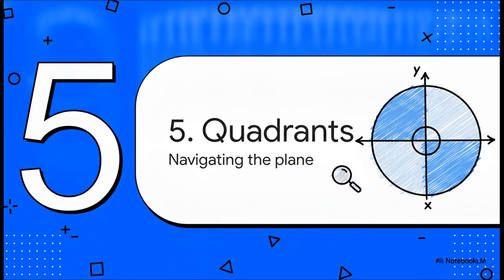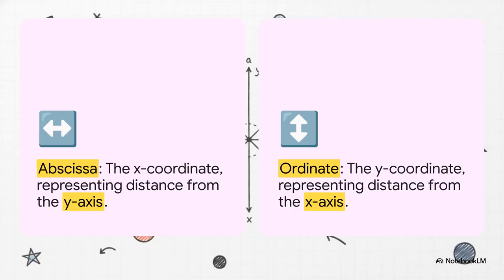Almost there. Section 5, quadrants and graph analysis, navigating the Cartesian plane. First things first, we've got to lock in the vocabulary. The abscissa is just the formal name for the x-coordinate. It represents how far a point is perpendicularly from the y-axis. The ordinate is the y-coordinate, representing the perpendicular distance from the x-axis. Now, these two vocabulary words appear constantly in assertion and reasoning questions, so you really want to commit them to memory. Just remember, abscissa means x, ordinate means y.